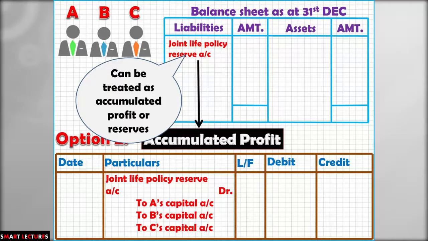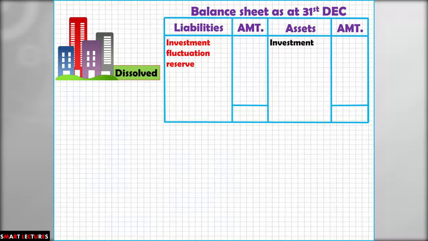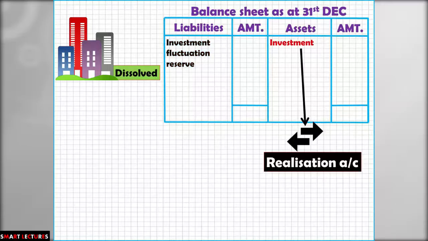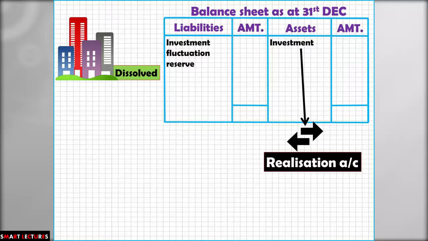In the same way, suppose there is a balance sheet and the firm is getting dissolved, and on the asset side you find investment, and on the liability side you find investment fluctuation reserve. This investment must be transferred to realization account, and the journal entry will be realization account debit to investment account. Very simple, it will be transferred to realization account like other assets.